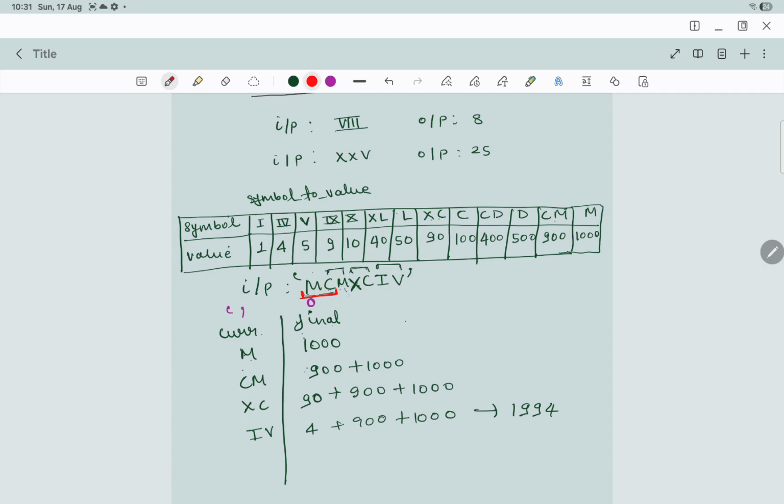If it's there in the dictionary, then you will note that down. And if it's not there in the dictionary, then you will just look at the string as single.